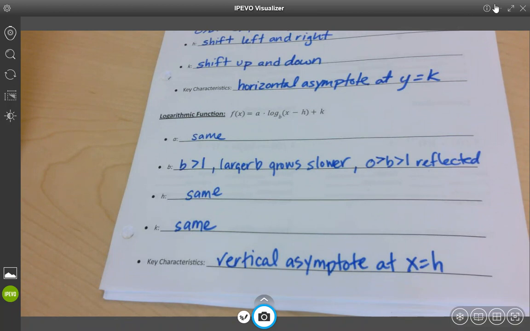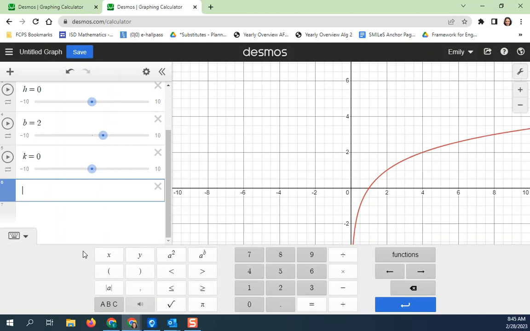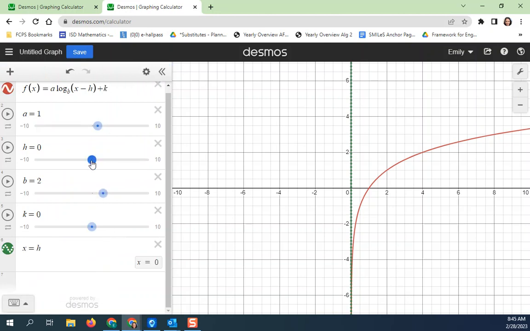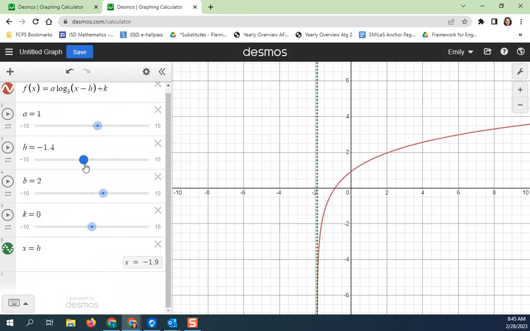Okay. All right, so in my logarithm, if I put in a new equation, x equals h, and I'm going to go in here and change it so it's dashed, and I can change its color, make it green. There we go. So then when I change my h value, you can see it go left and right with its asymptote. Okay?